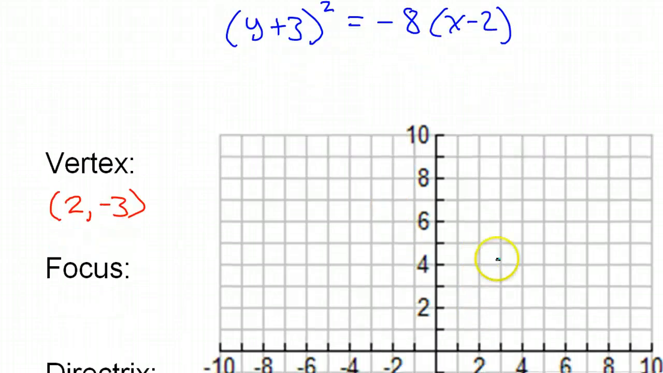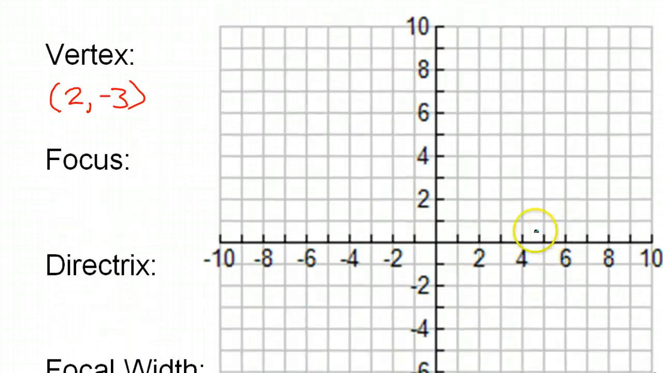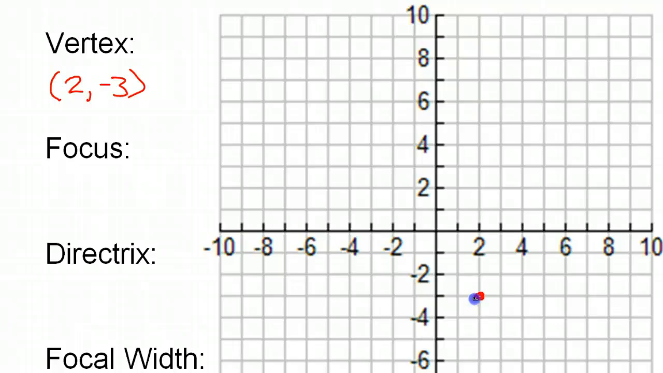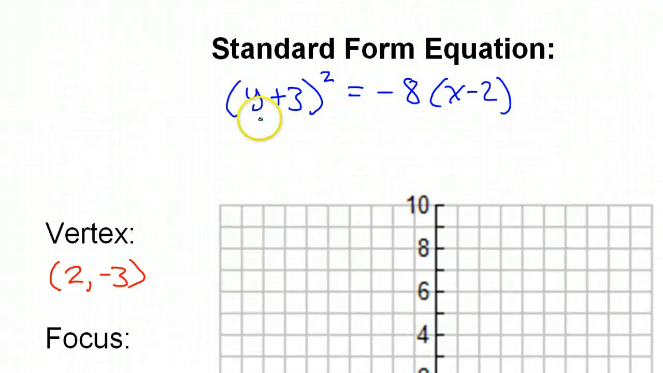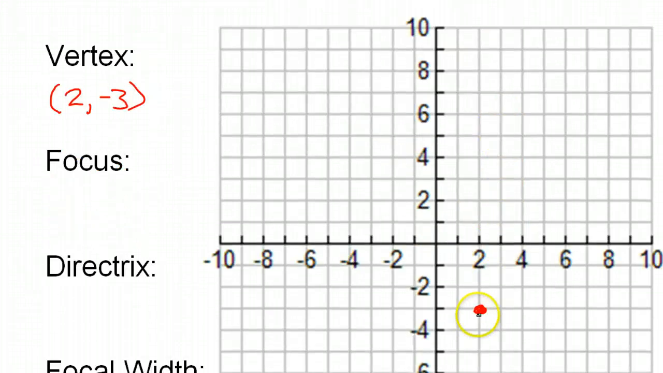Alright, let's go ahead and graph that. So 2 comma negative 3, the vertex will be right here. Before we get too carried away, is this going to be up, down, left, or right? Well, when the y is squared, it's either going to be left or right. Because it's negative, that means it's going to be opening to the left. Okay, so we know it's going to be doing this type of thing.